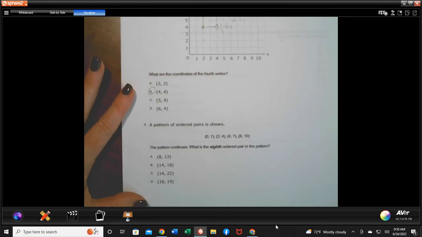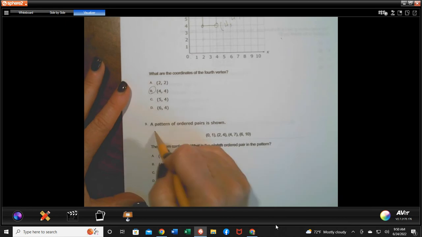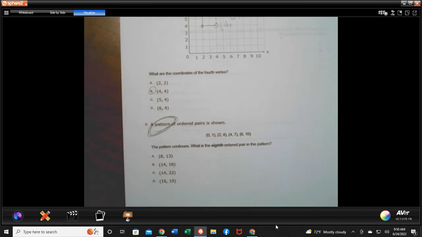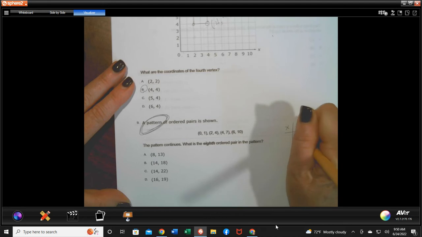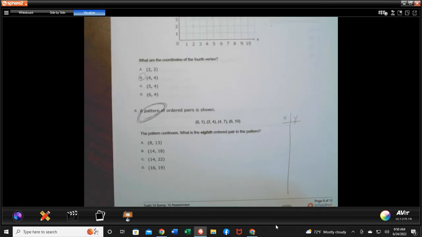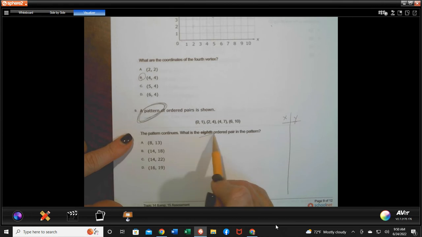A pattern of ordered pairs is shown. All right, this word pattern tells me that I need to make a what? Yes, a T-chart. So X and Y value. Anytime I see pattern, I know I'm going to have a T-chart. Now, it wants to talk about if the pattern continues, what is the 8th ordered pair?